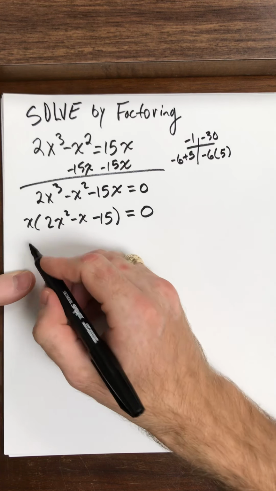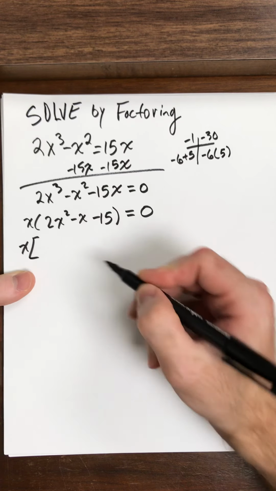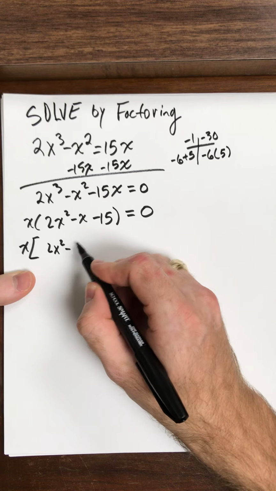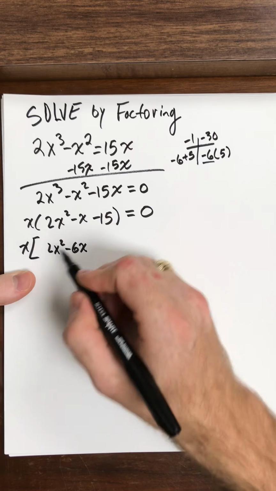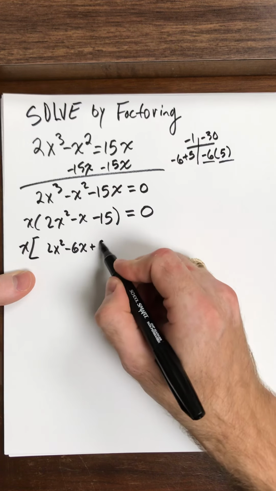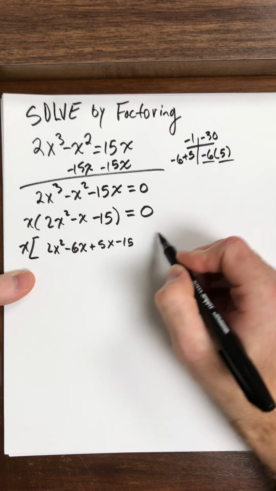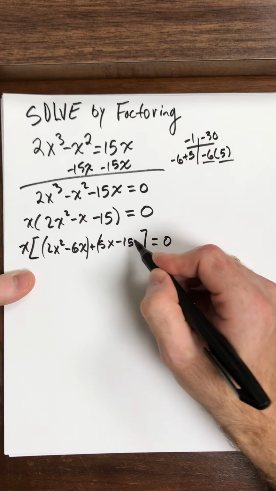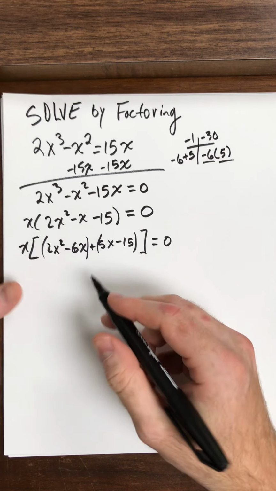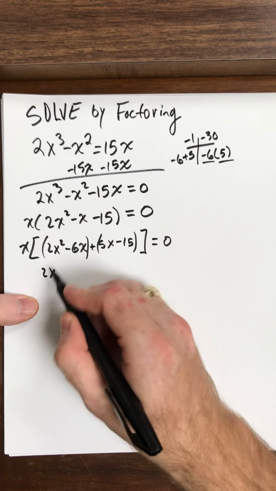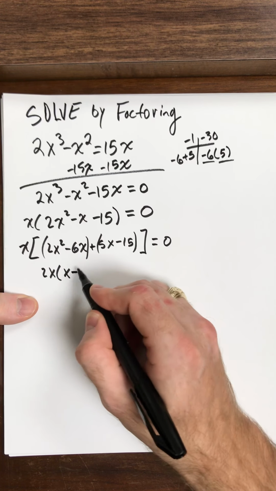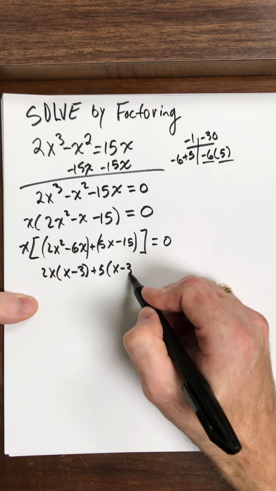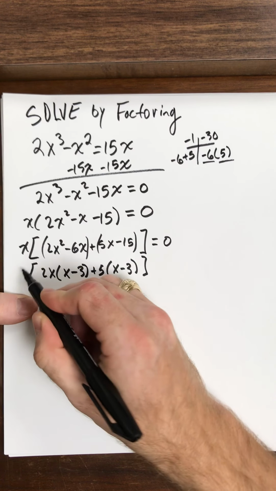When I put these factors down here, I've got x, and then I have 2x squared minus 6x from that negative 6, plus 5x, and then minus 15, all equal to 0. I'm going to factor by grouping, so I group these and see what I can pull out. I can pull a 2x out of the first one, which leaves x minus 3, and I can pull a 5 out of the next one, which leaves x minus 3.